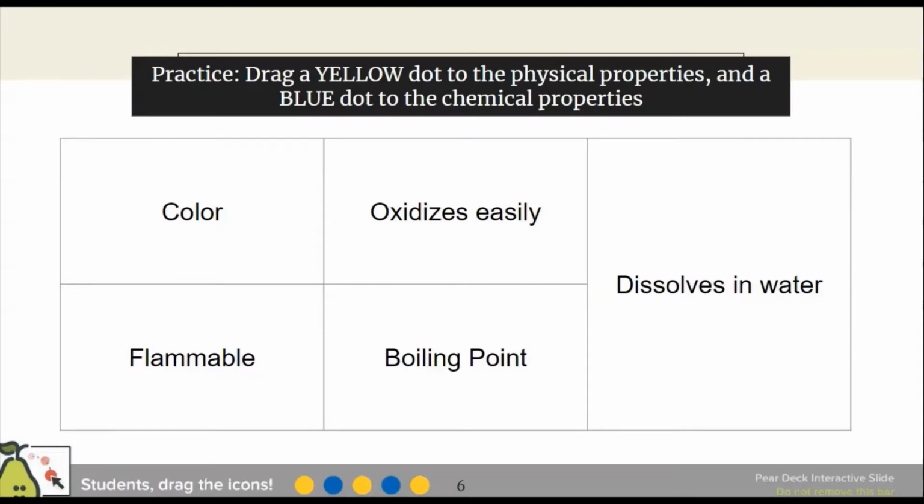So let's practice. Identify which of these would be physical and which of these would be chemical. Pause and then press play when you're ready to go over it. Okay, so color, I can observe that without changing it, so it's physical. If something is flammable, I'm going to change it when I observe that, so that is chemical. Oxidizes easily is chemical. Boiling point is physical, and dissolves in water is also physical.